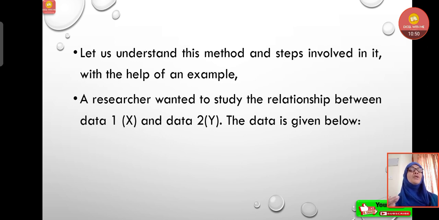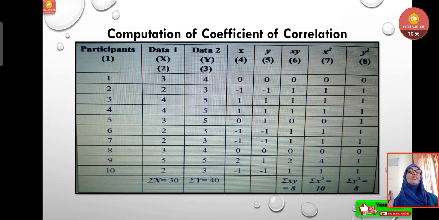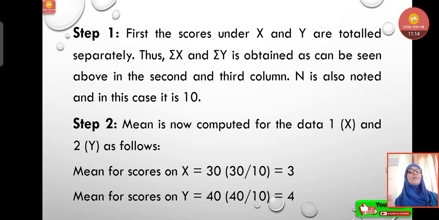A researcher wanted to study the relationship between data 1, that is X, and data 2, that is Y. The data below here, you can check it out. The computation of coefficient of correlation. First, number 1 is participants, then data 1 is X, data 2 is Y. Then we will understand all this using the formula. You can pause and please do the sum here.